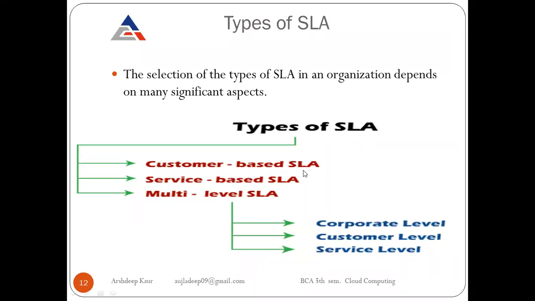One is customer based SLA. Second is service based SLA. And the last is multi-level SLA. Multi-level SLA is again divided into three parts. First is corporate level. Second is customer level. And the last is service level. So multi-level SLA is again divided into three categories: corporate level, customer level, and service level.